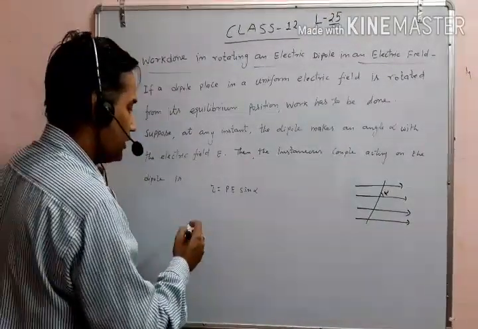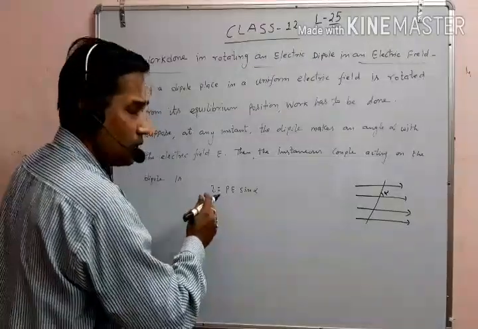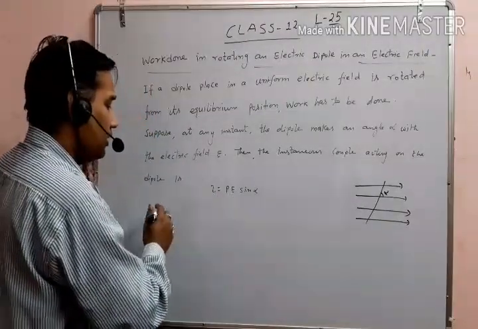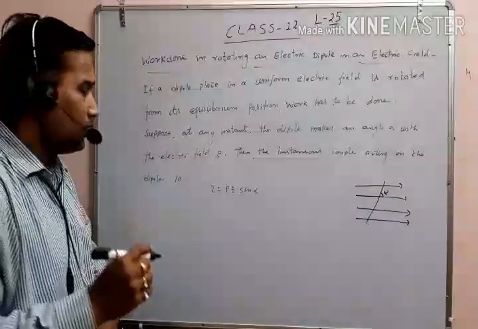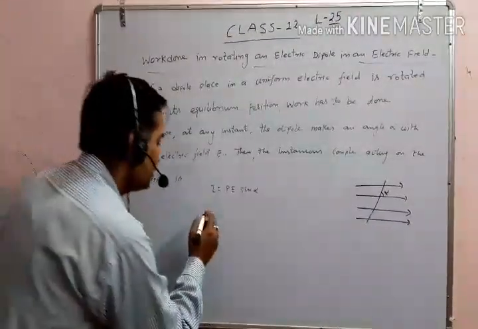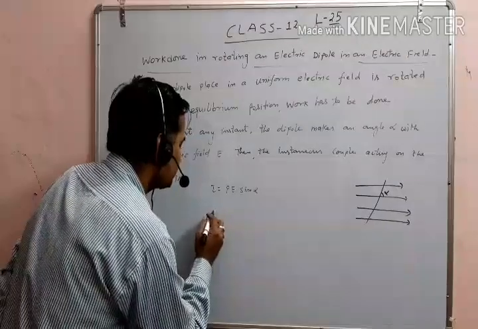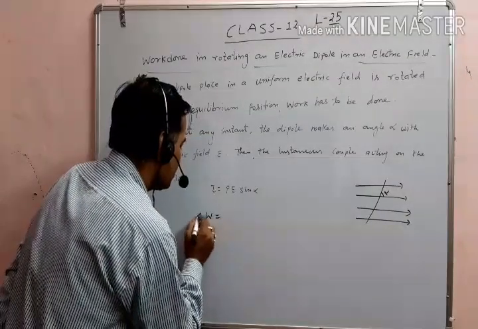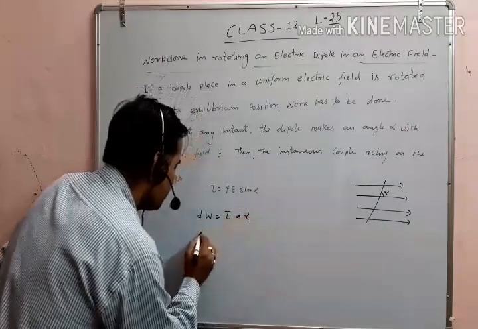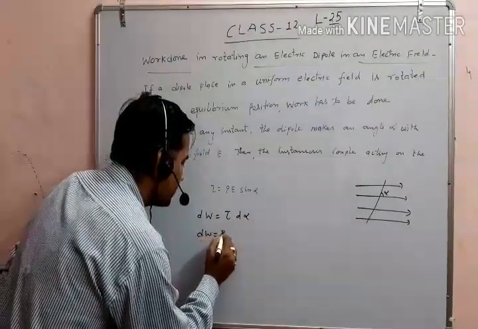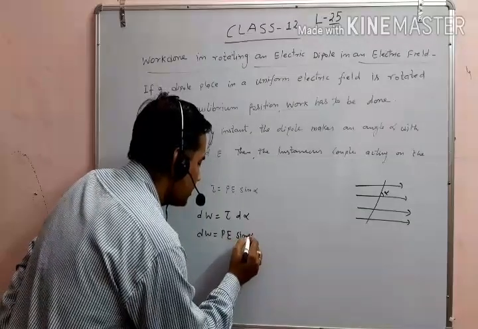In this situation, suppose the dipole is moving from theta naught to theta. So the total work done will be the integral of tau d alpha. So dW is equal to P E sine alpha d alpha.